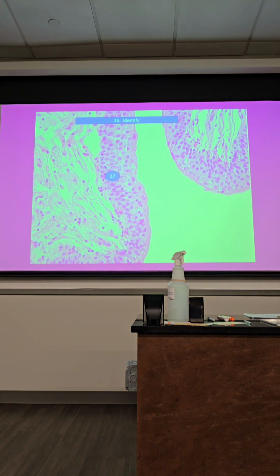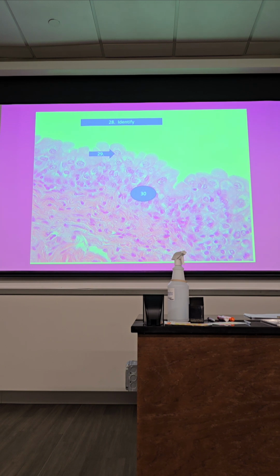Okay, it says identify the slide. Is it a ureter? Tell us why you say it's a ureter. You're starting to see the star shape, okay? So if this is a ureter, then what is number 27? Transitional epithelium.